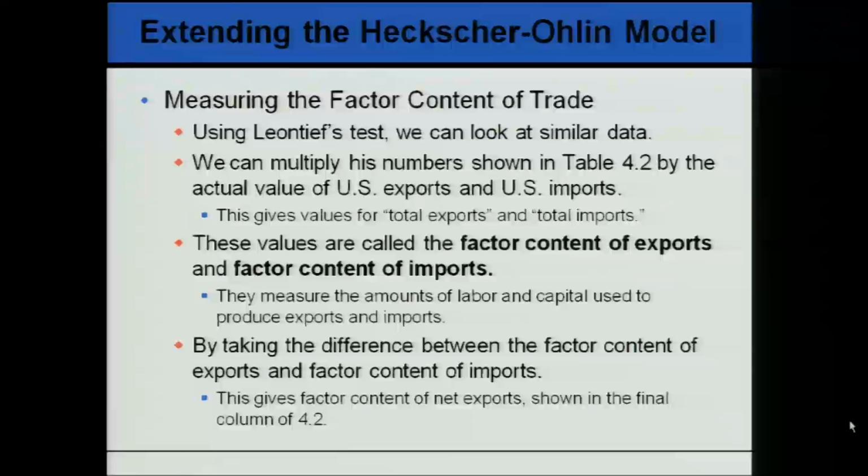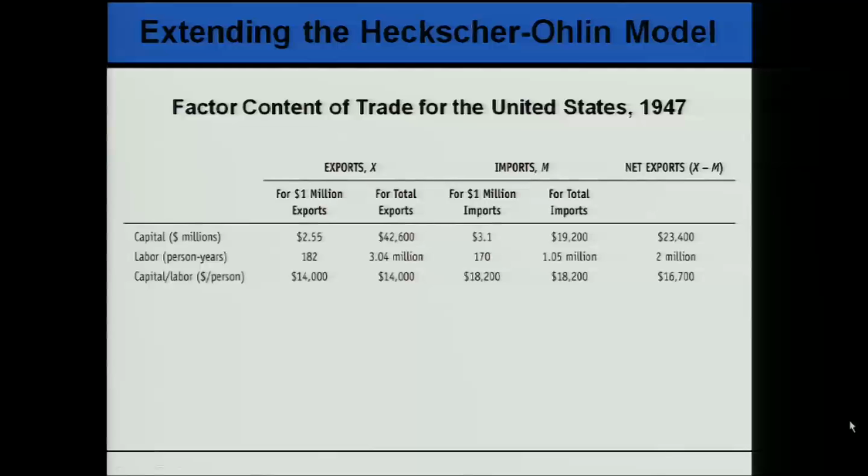So, they worked out the factor content of exports and the factor content of imports, which works out the amount of labor and capital used to produce exports and imports. By taking the difference between the factor content of exports and the factor content of imports, they could work out the factor content of net exports. Now, this is the table.